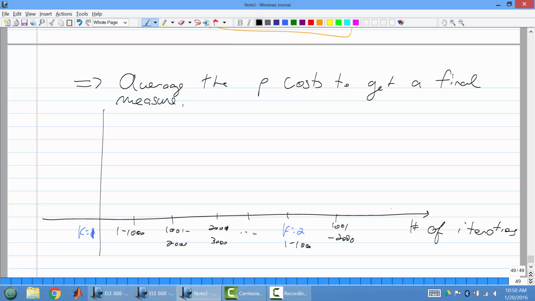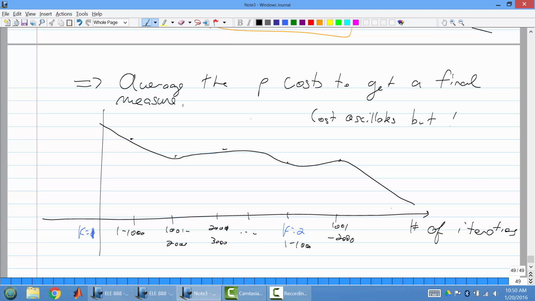Okay, so it might look something like this, because what's happening is that you're not looking at the entire data set, you're only looking at chunks. So the cost function might oscillate a little bit, but as long as the general direction is going downwards, then you should be okay. It might look something like this, as long as it's going down. All right, so cost oscillates, but tends to go down.